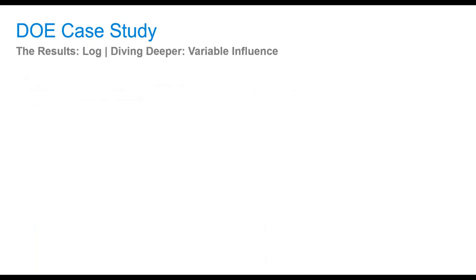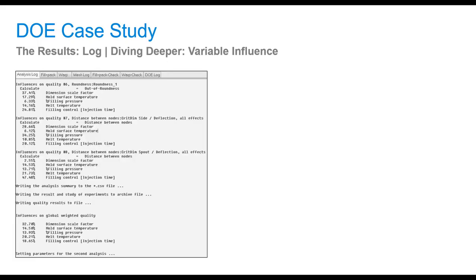So diving a little bit deeper, I mentioned there's various ways to get results out of a DOE, and the first place that we're going to look is the log file. So taking a look at the log file, you get a lot of information that you need to be able to interpret and understand really what you're looking at. So that is what we're going to do here today.